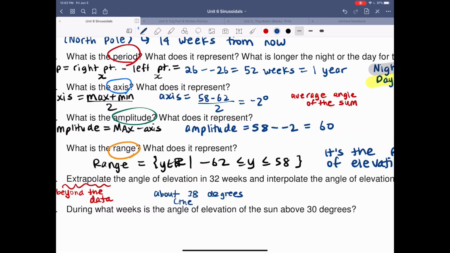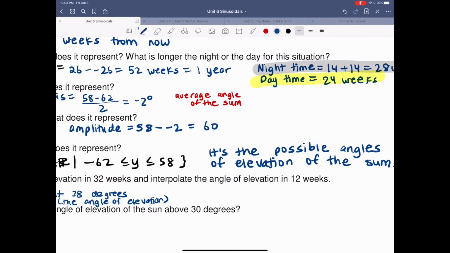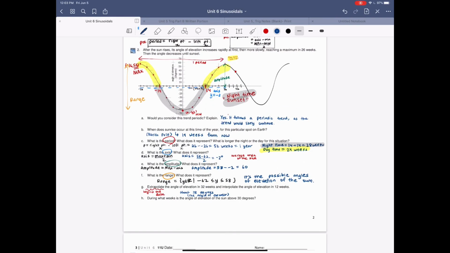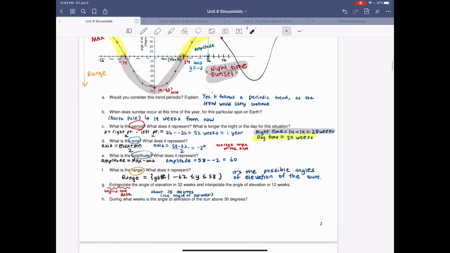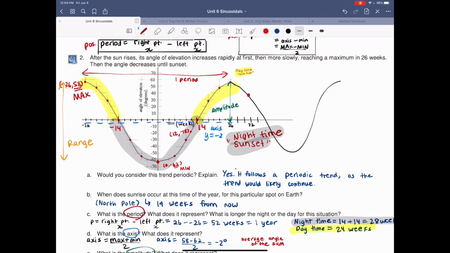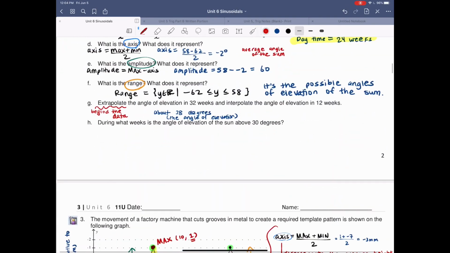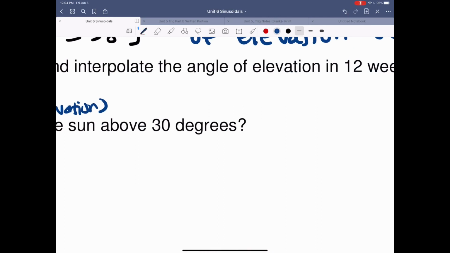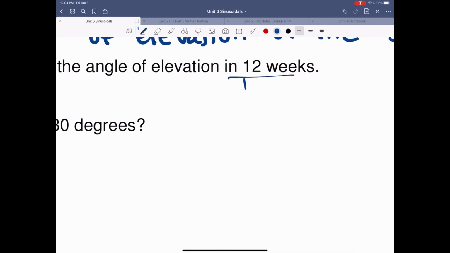And in terms of the second question with the interpolate, let's take a look at 12 weeks. That's interpolating, so my values will probably be more exact because I don't have to freehand draw my new graph. So at 12 weeks, lining it up, I have a value of approximately negative 18 degrees. So this is what I get for question G. When I extrapolated, I got about 38 degrees, and I got about negative 18 degrees when I interpolated.